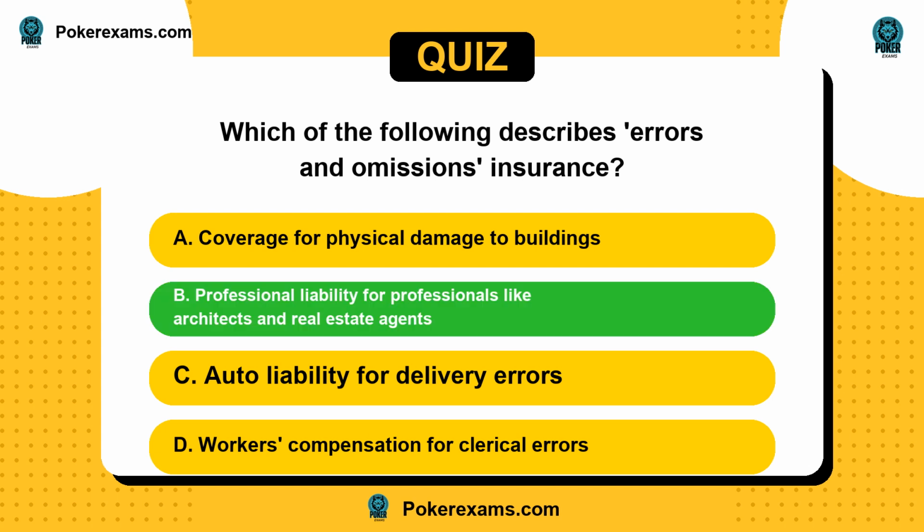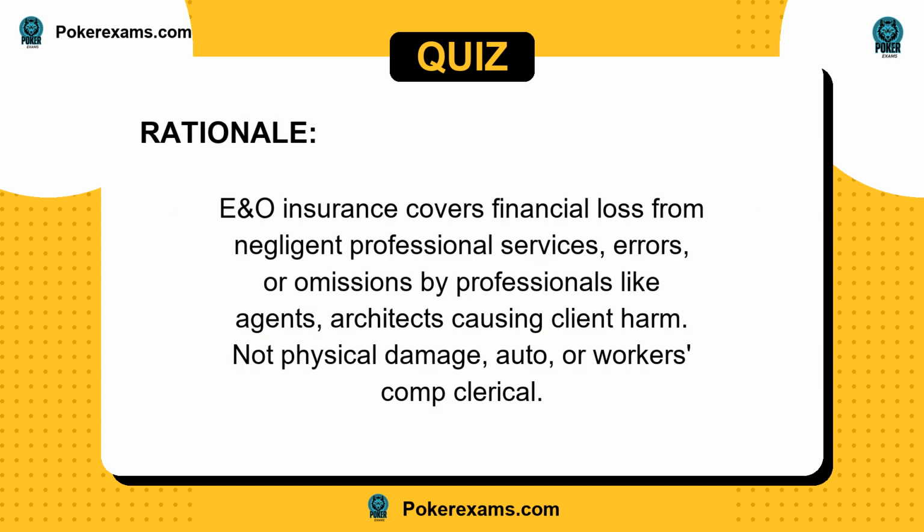The answer is B. E&O insurance covers financial loss from negligent professional services, errors, or omissions by professionals like agents and architects causing client harm, not physical damage, auto, or workers' comp clerical.